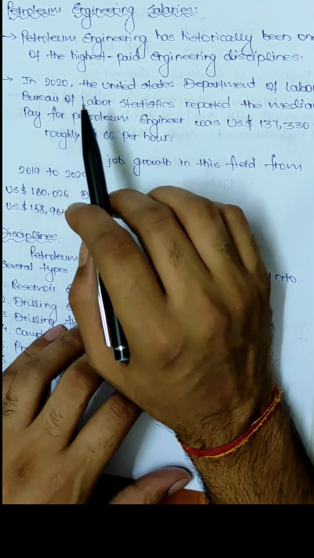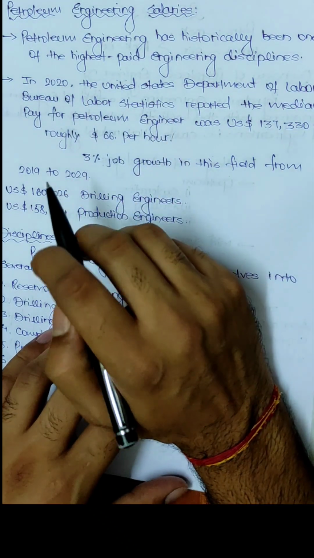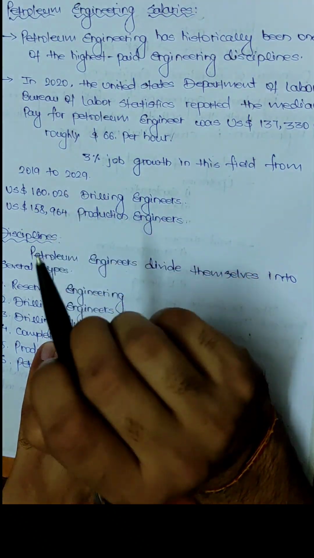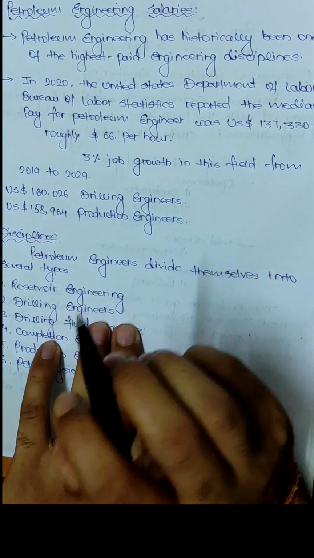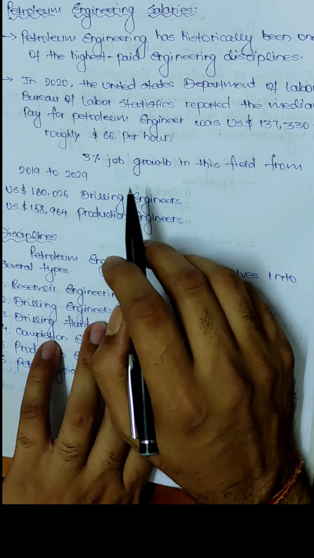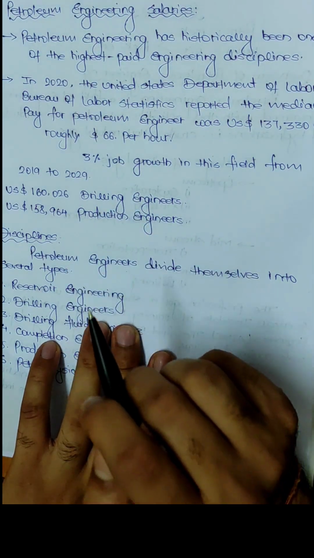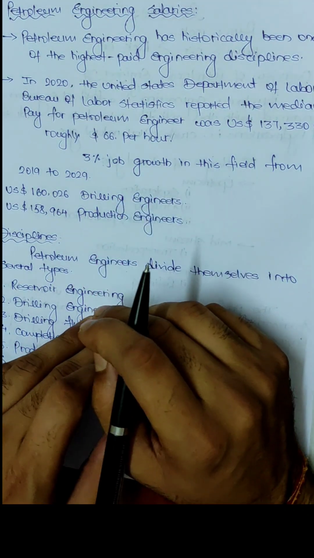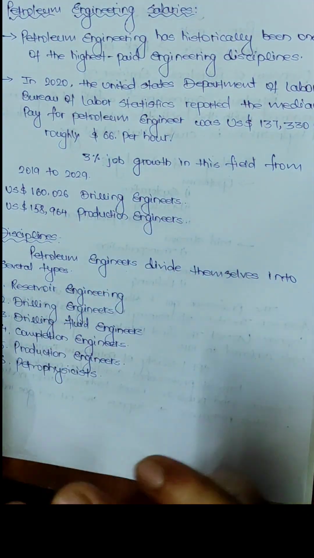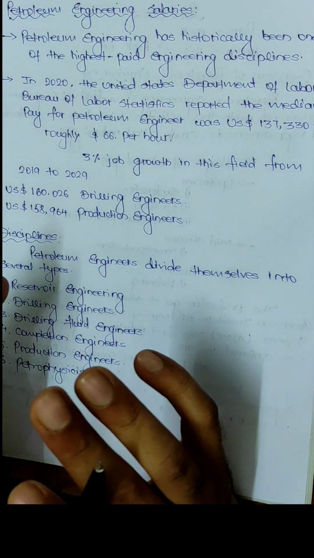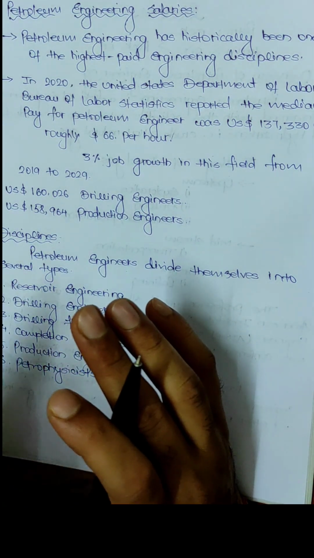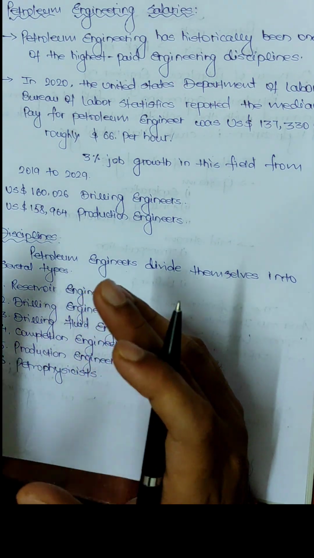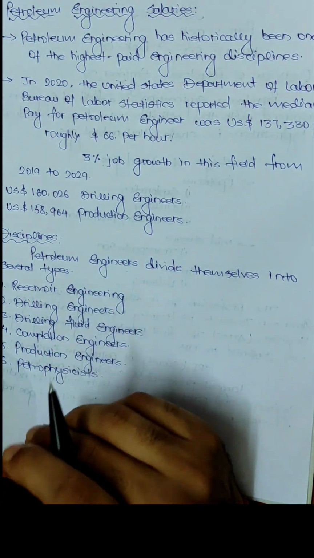In 2020, the United States Department of Labor's Bureau of Labor Statistics reported the median pay of petroleum engineers was 137,330 US dollars, or roughly $66 per hour. So this is the basic average salary for petroleum engineers in 2020, as reported by the United States Department of Labor's Bureau.